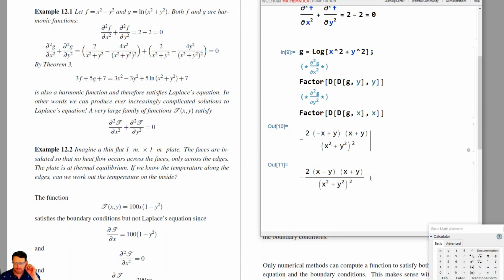Now by the theorem that we saw on the previous page, any linear combination of those will also satisfy Laplace's equation, and incidentally a constant does too. So for example, 3f plus 5g plus 7 satisfies Laplace's equation and is therefore a harmonic function. So we can produce an ever-increasing number of solutions to Laplace's equation.